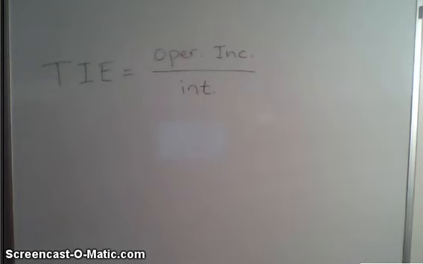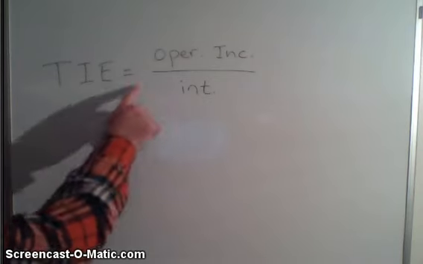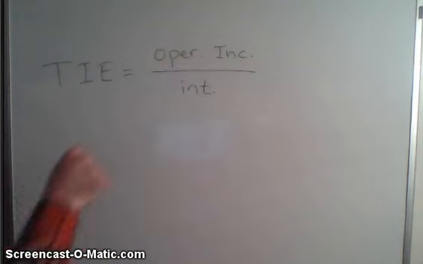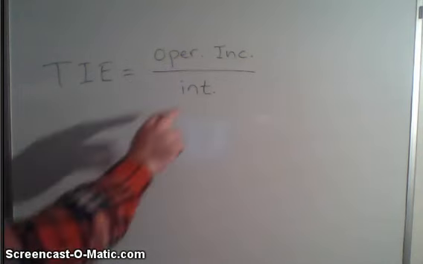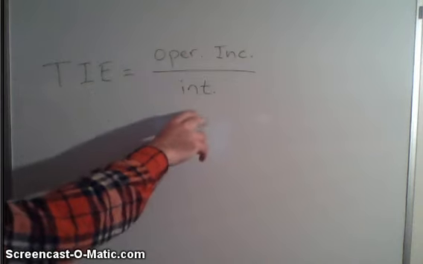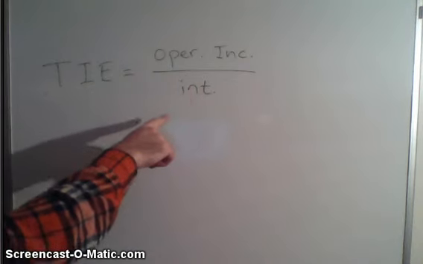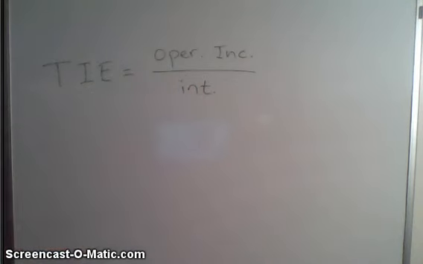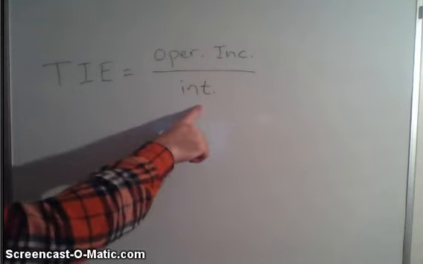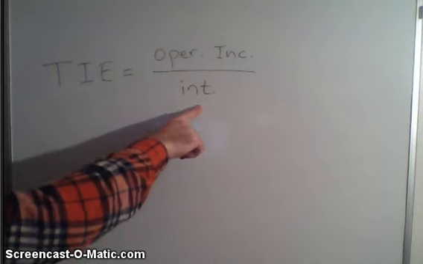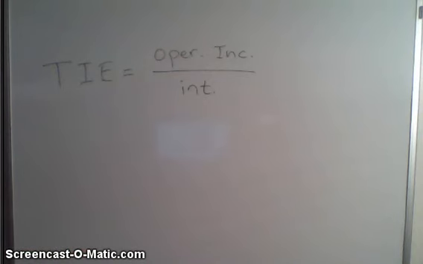Here's the formula. Times interest earned equals operating income, which is how much you had right before you paid interest, basically. So it's the amount of money you had to pay interest divided by interest. So if this gets close to 1, that means you almost barely have enough money to pay your interest payments. You'd like this obviously to be much higher than 1. That means you have plenty of money to pay your interest.